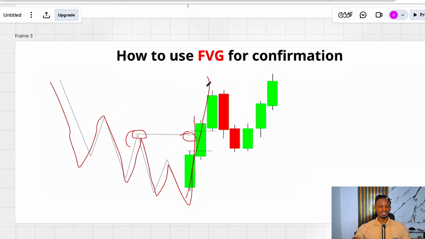Now, as the market breaks above, our confirmation will be the fair value gap here. Once the fair value gap is filled, some people call it internal liquidity. Once the fair value gap, which is the internal liquidity, is filled, we can now buy the market to the upside. You understand? So let me show you on the real chart how this thing works.